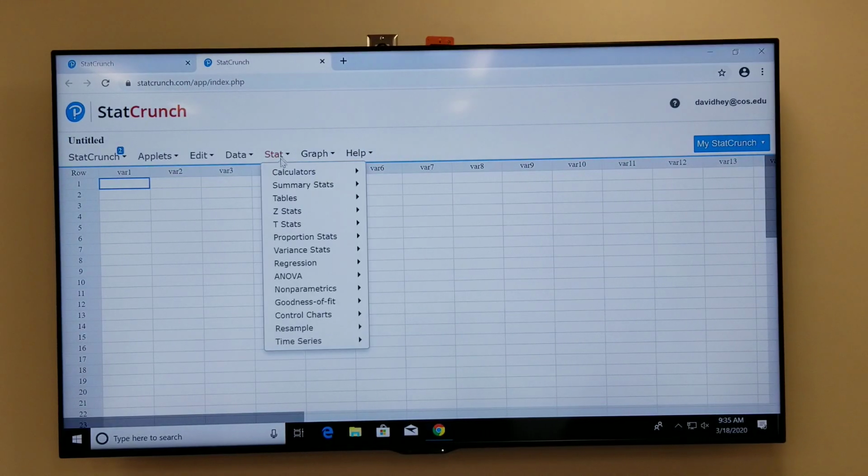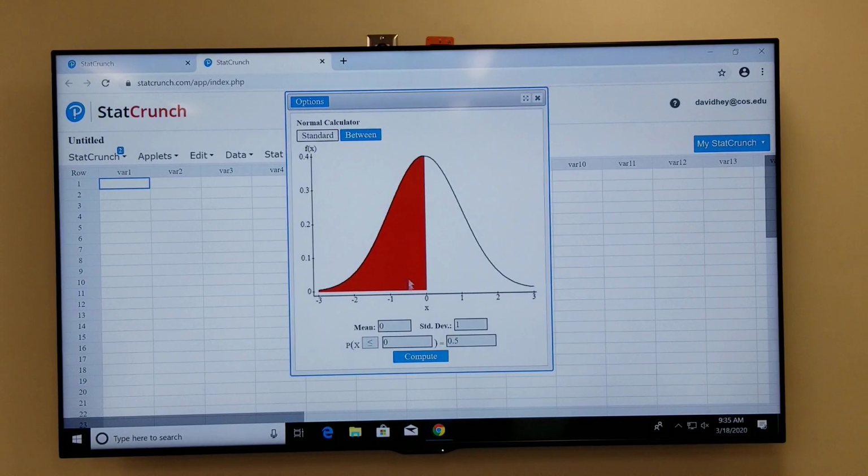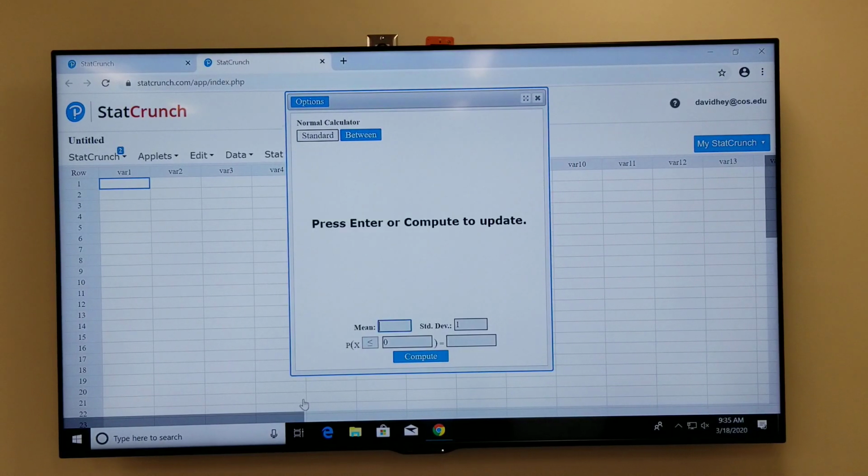Okay, so it's stat, calculators, normal. For the mean, we said we're going to put in 100. And for the standard deviation, we said we would put in 4.74. And now we want the probability that x bar is less than 105. Okay, so you hit compute.